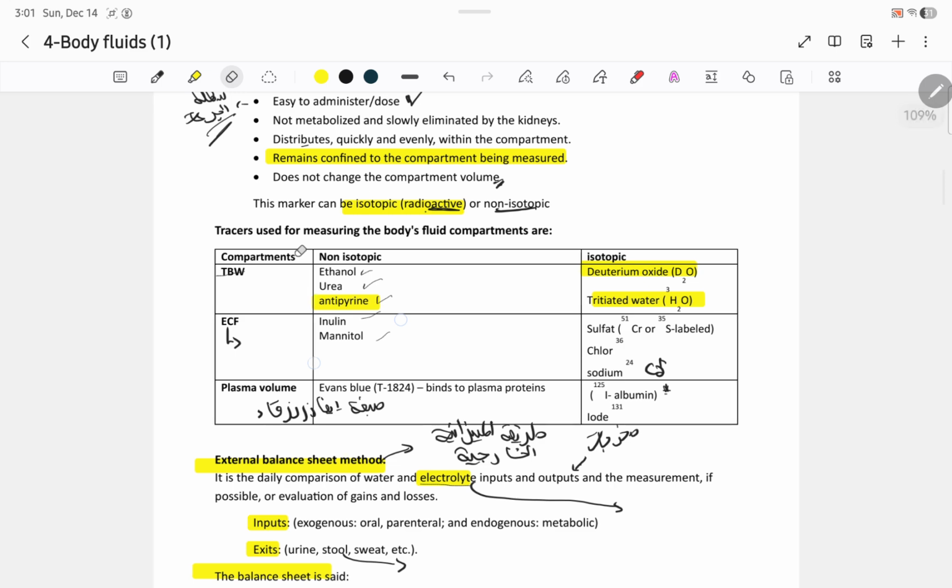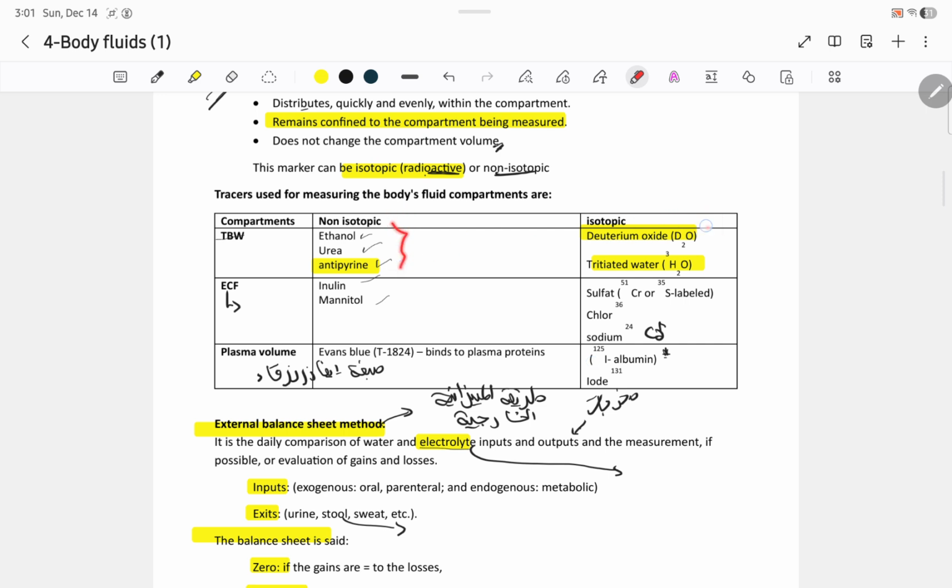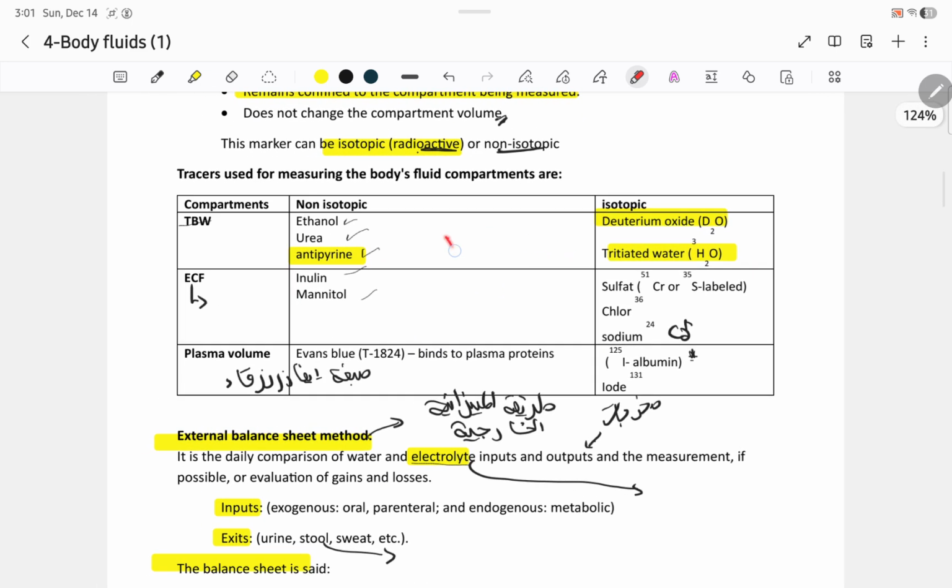Here, for example, the first compartment, which is the total body fluid, we use the non-isotopic and the isotopic, which are radioactive marker or tracer. Here we have the non-isotopic ethanol, urea, antipyrine. Here we have to memorize all of them, okay? Because it can be in the MCQ questions. And the isotopic or the radioactive markers are the deuterium oxide and the tritiated water.